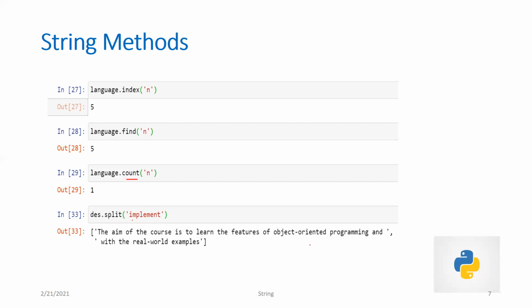So where is implement located here? Implement is located in this position. This is the left portion of implement, and this is the right portion of implement, and it separates these two portions and makes a list here. It is separated into two portions, from the left side of the implement and from the right side of the implement.